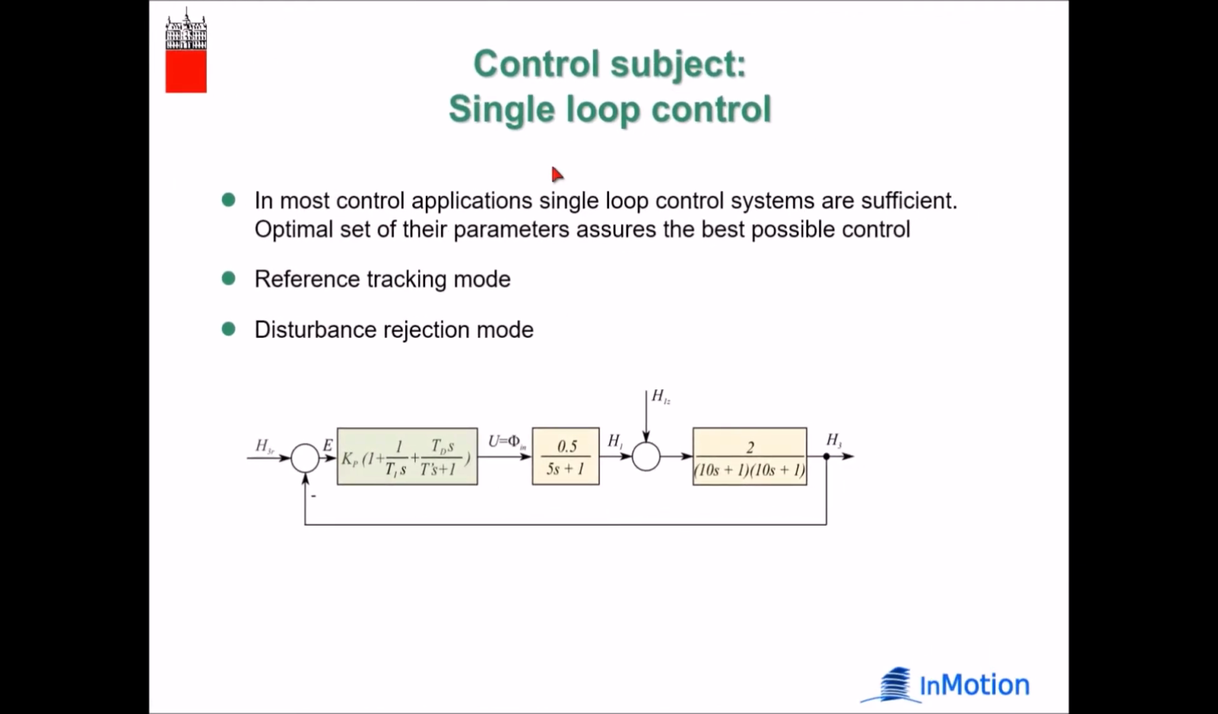With this slide, the basic control approach, the single loop control, will be briefly presented. In most control applications, single loop control systems are sufficient. What we have to do is to set the optimal values of their parameters, which assure the best possible control. This is a block scheme of a single loop control. Single loop means that we have one feedback loop.